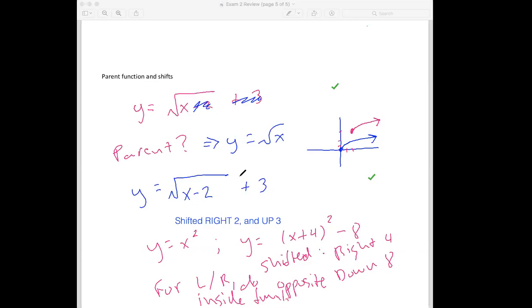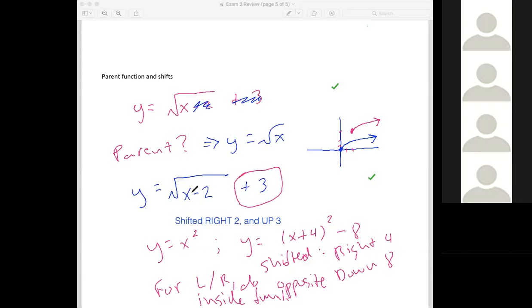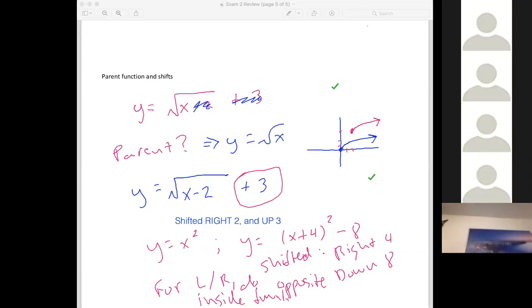This is always going to be up and down because that's taking whatever result you output. Say you input a 4 and you output a 2, then you add 3 to that. If you input a 9, you output a 6, then you add 3 to that. So that's going to shift it up. What's on the inside shifts it left and right because that's determining what the actual domain is.